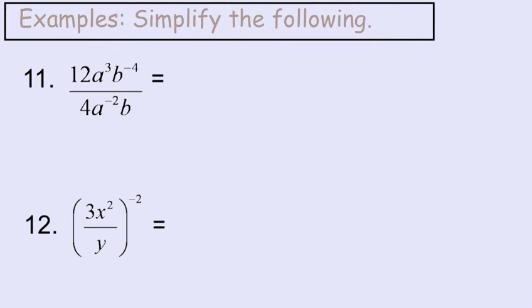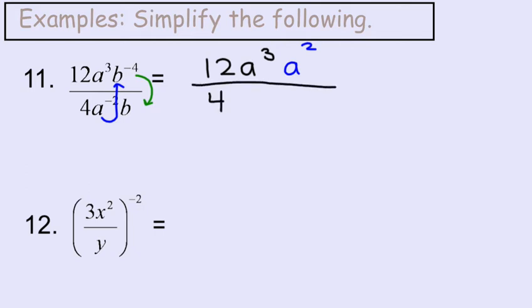All right, let's jump ahead into number 11. I have some negative powers here. So what I'm going to do is I'm going to take care of those negative powers. So think about a negative power flipping. So this comes down, and this jumps up. So it's going to look like this, 12a cubed, and now that a is going to become up as a positive a squared, and then over 4, and b, and now that green b to the negative 4th is going to become a positive b to the 4th.